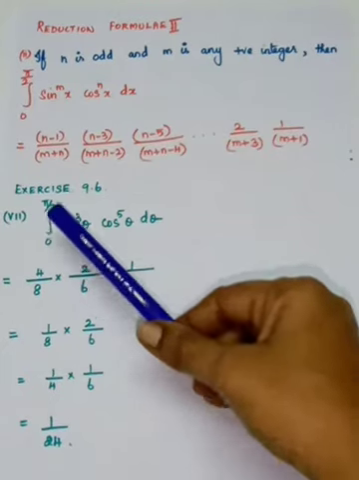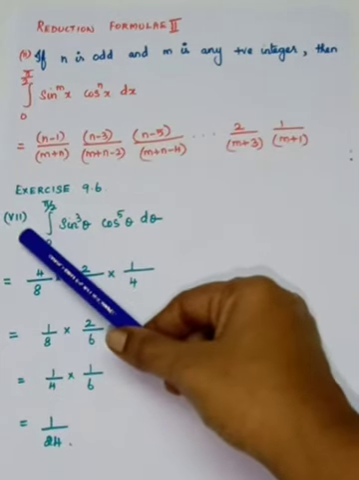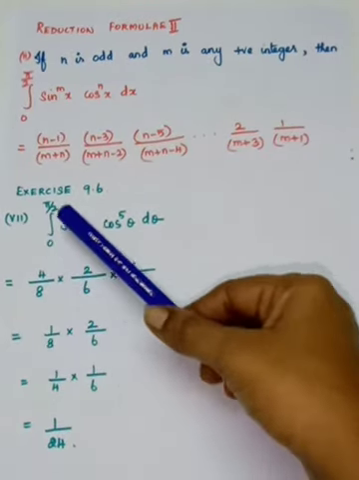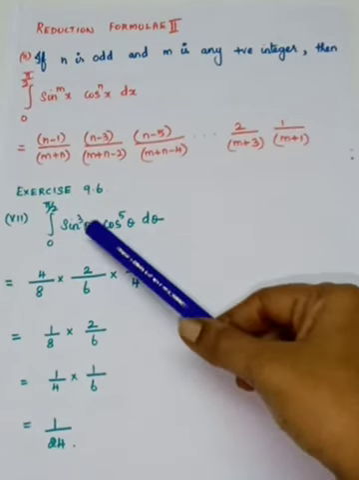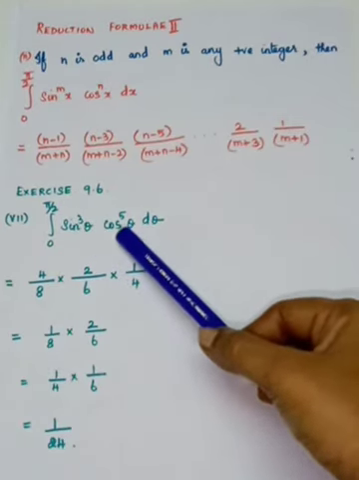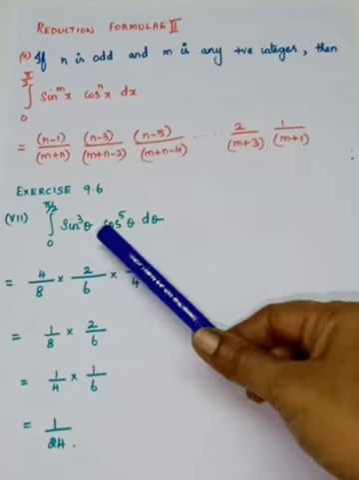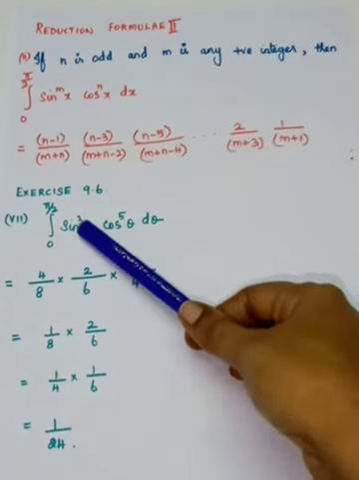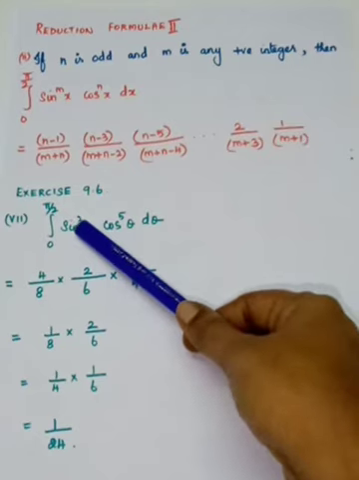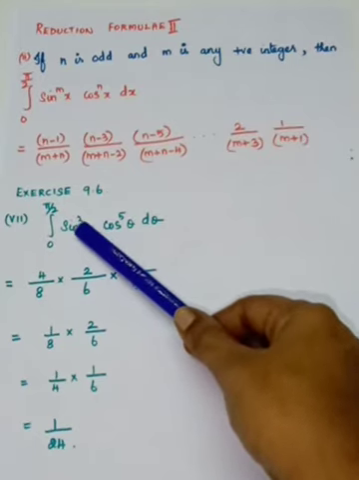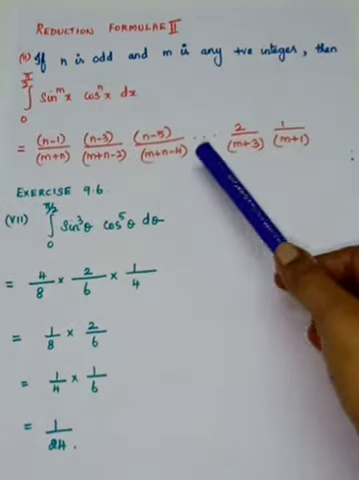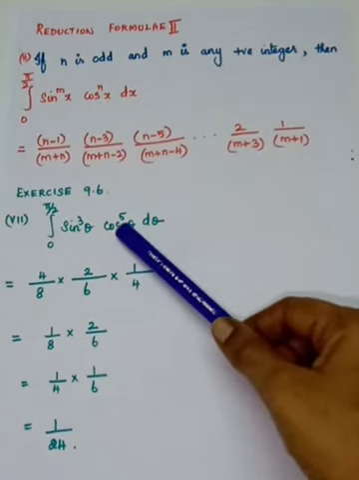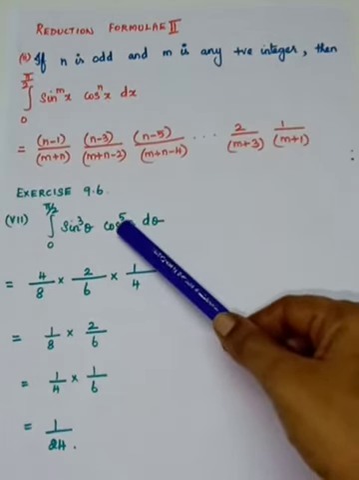Okay, you look at exercise 9.6, 7th problem. The limits vary from 0 to pi by 2. Both the sine and cos functions are involved. You see that here the power of cos x is odd. You need not worry about what the power of sine is, whether it may be odd or even, no problem. You have to use this formula. So first you have to use the power of cos x. So here you are having 5.